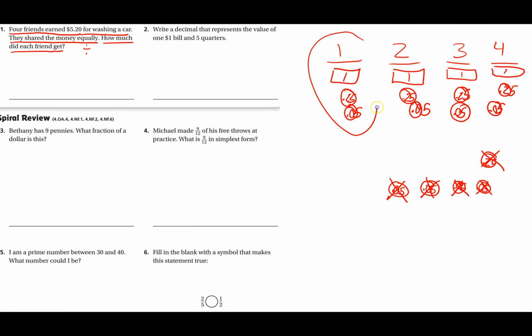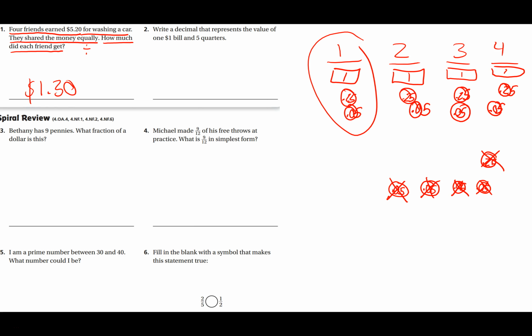So now we need to look at, well, they all have the same, so we can look at any one of the friends to see how much they have. $1 plus a quarter plus a nickel. 1 plus 25 cents plus 5 cents would be 30 cents. So $1.30.